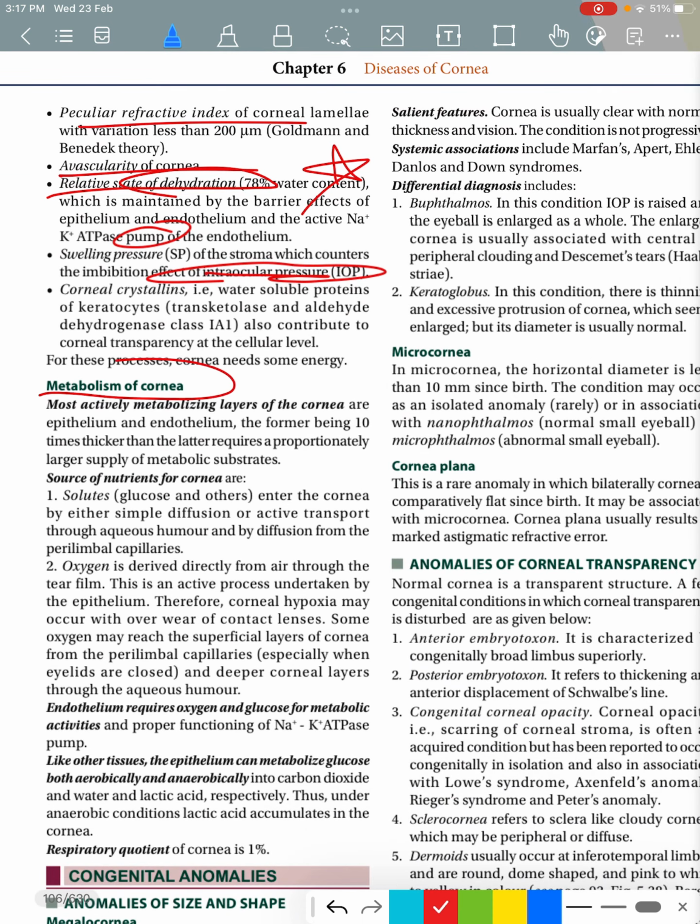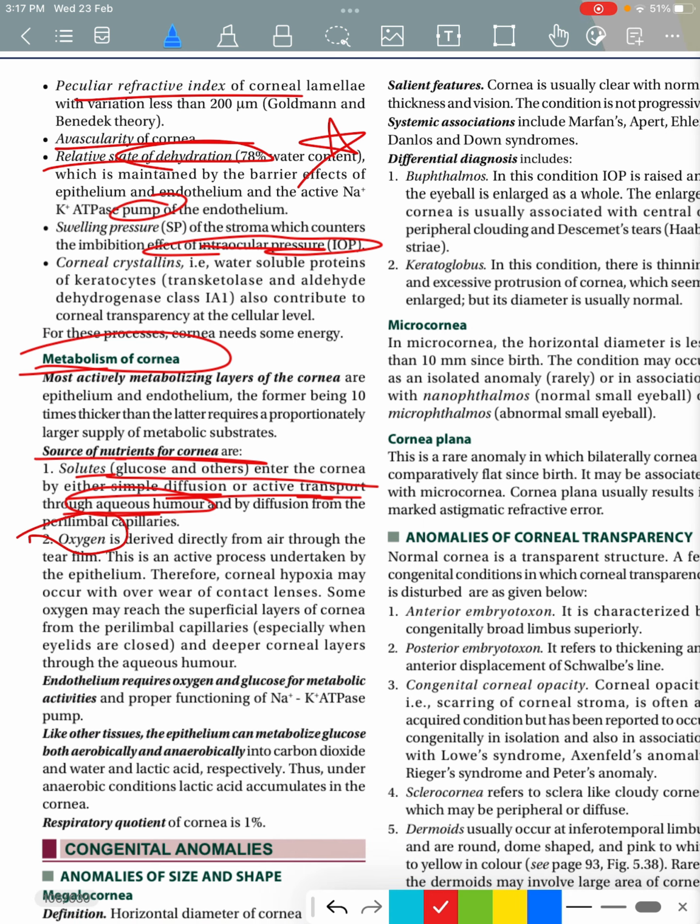Let's go into the metabolism of the cornea. A source of nutrients or solutes is through simple diffusion from the aqueous humor. Then oxygen is derived from the air through the tear film and taken up by the epithelium. Therefore, corneal hypoxia may occur with overwear of contact lenses, because there is no air. Then some oxygen may reach the superficial layer of the cornea and deeper corneal layers through the aqueous humor. The endothelium requires oxygen for its metabolic activities. It's very important, the endothelium is a very important cell and it requires oxygen. Then, like other tissue, the epithelium can metabolize glucose both aerobically and anaerobically into carbon dioxide and water.